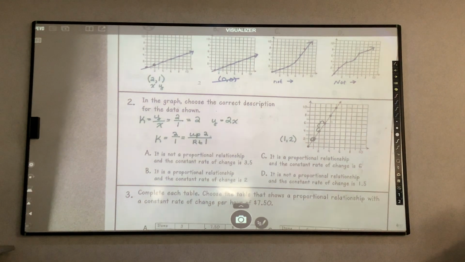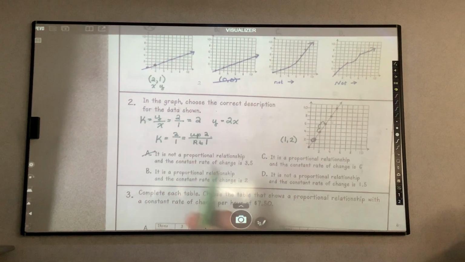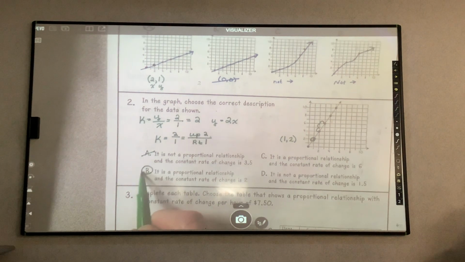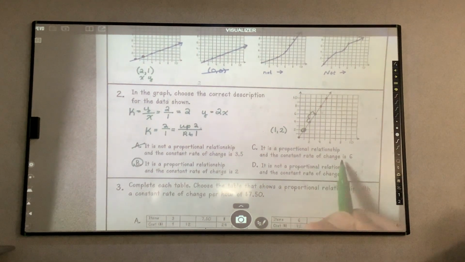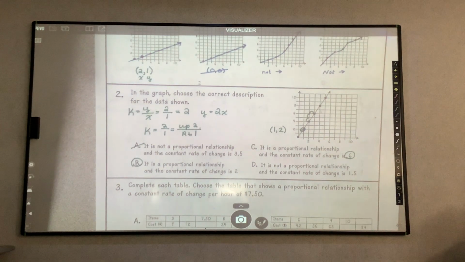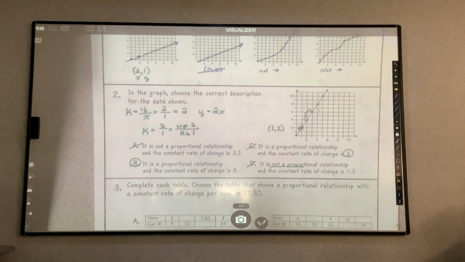So now let's read through and see which one is correct. It is not proportional, although we just said it was. It is a proportional relationship and the constant rate of change is 2. Is that our constant? Yes. So that would be my answer, but let's double check the other ones. It is a proportional relationship and the constant rate of change is 6. Well, is it 6? No. So circle that's where it's wrong. And D says it is not proportional, so we know that's not correct. Always read through all of your examples.